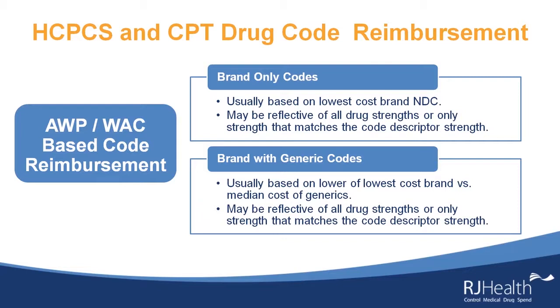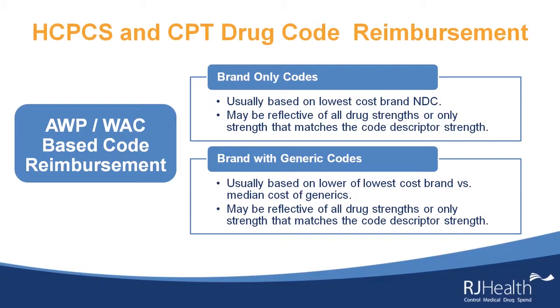So if you're looking at a code level, we'll take a look at all those NDCs. This will give you the lowest branded price. The second level is if there are brand and generics or generics only within a code. We'll go through that same process. We'll take a look at all the products that either are at the code strength of the descriptor or closest to, and we will look either at the lowest brand or the median generic. The median generic will be calculated as a straight up average.